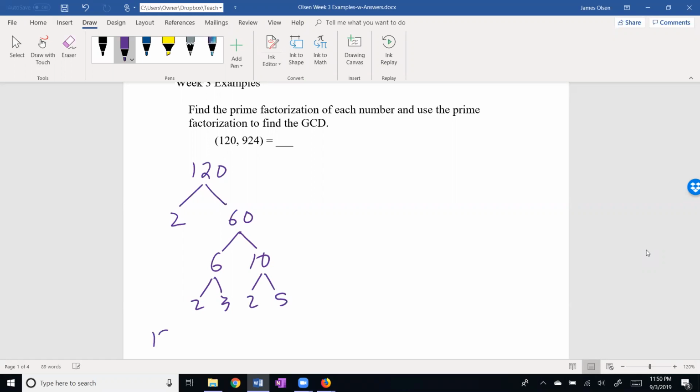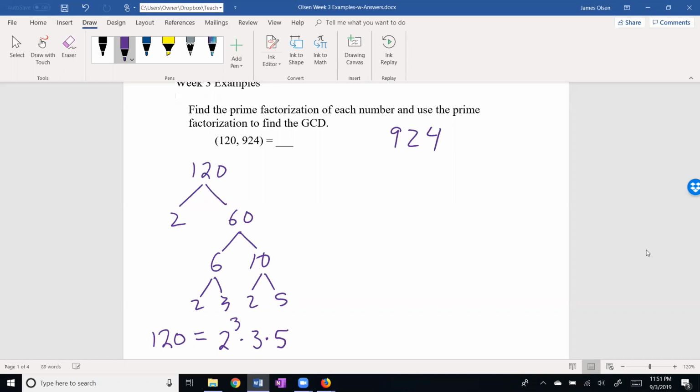Students often like to circle the prime numbers and not circle the numbers that are not prime. So 120 is equal to 2 to the third power times 3 times 5. And it's a good idea to check that either by hand or with a calculator.